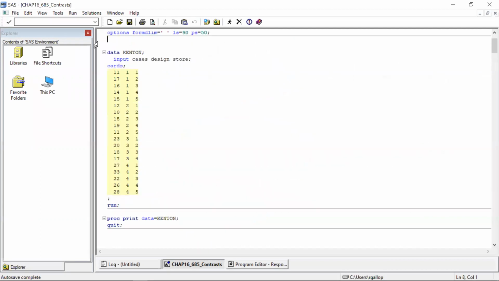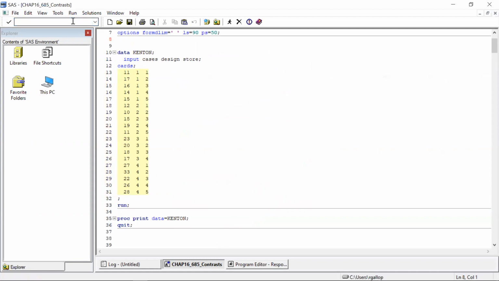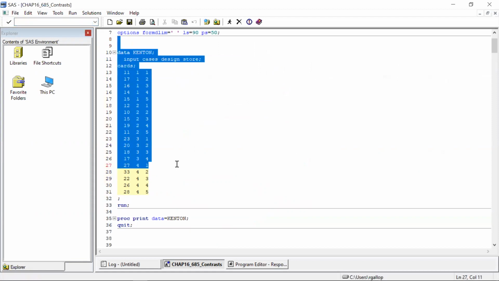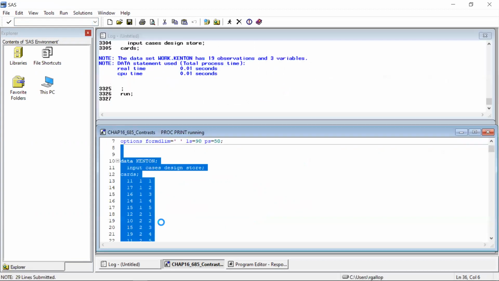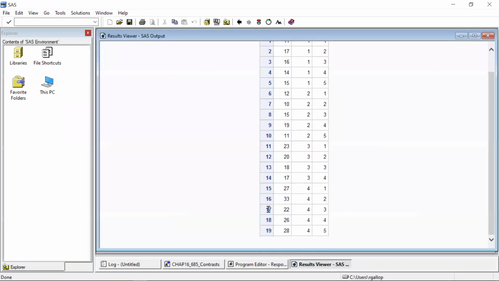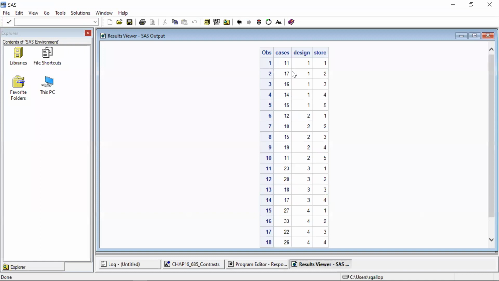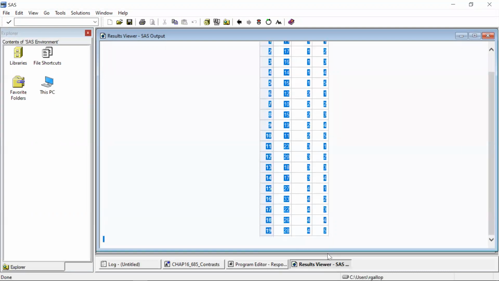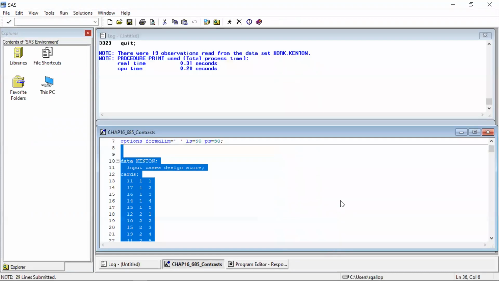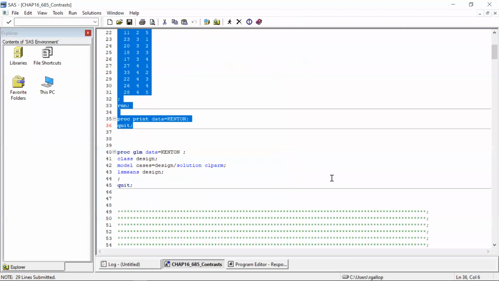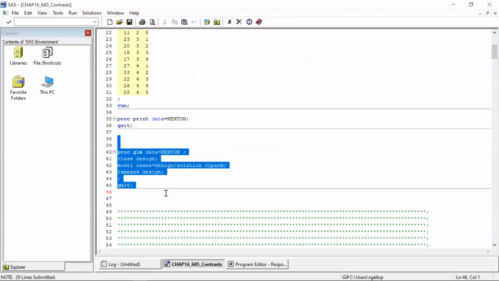So I'm going to load the Kenton data set up. Let me make this num1. And we're going to do the equations. Well, let's just go ahead and load the data. So there's our 19 observations. Again, the 5, 5, 4, 5 with that one situation design 3 stores. And then we ran our ANOVA.